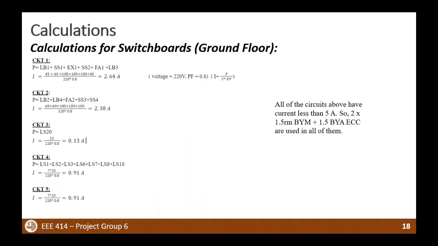My student ID is 1606189 and I'm showing the calculation for all the switchboards, SDB and MDB for the ground floor and first and second floor. Here we first see the calculation for switchboards.